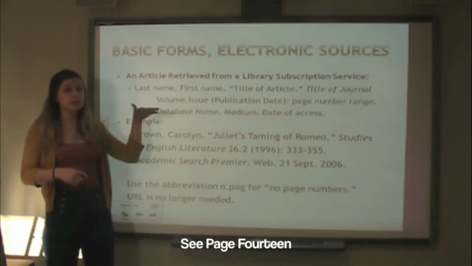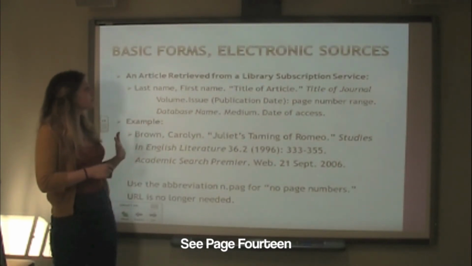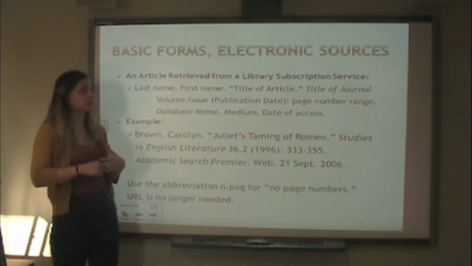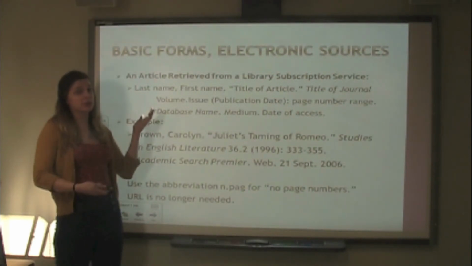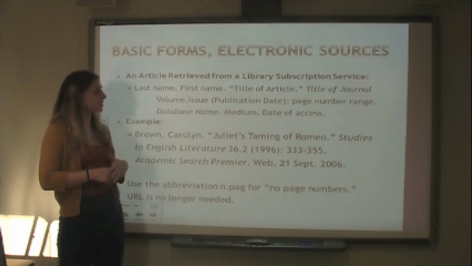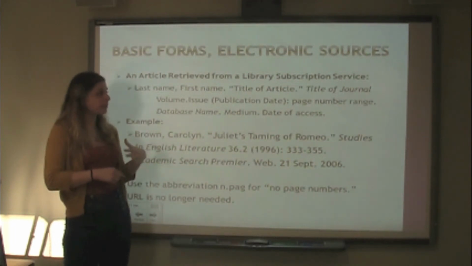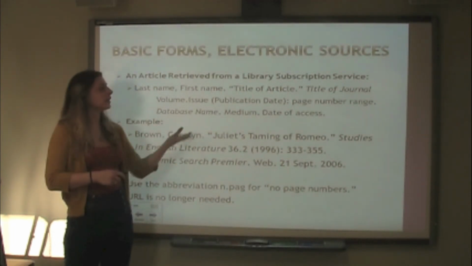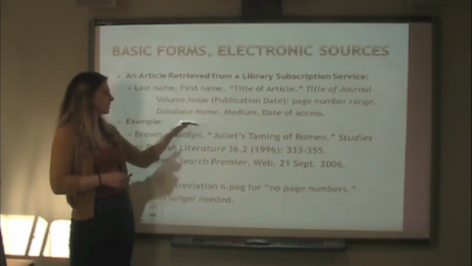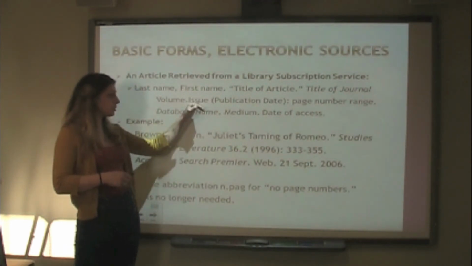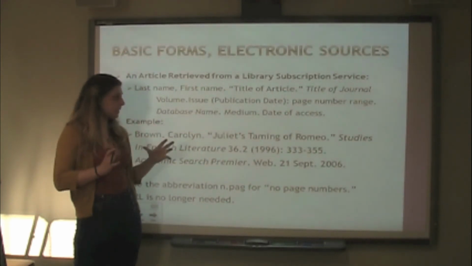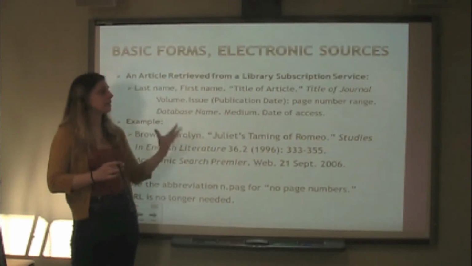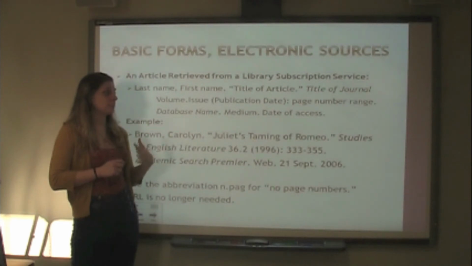So this is on page 14 if you're following along. This is just articles retrieved from a library subscription service, like JSTOR or something. It would be very similar to the other forms. You would have the last name, the first name, the title of the article, the title of the journal, of course in italics, the title of the article is in quotation marks, the volume, the issue number, broken by a period. Now in parentheses you would have the publication date, semicolon, the page number range.